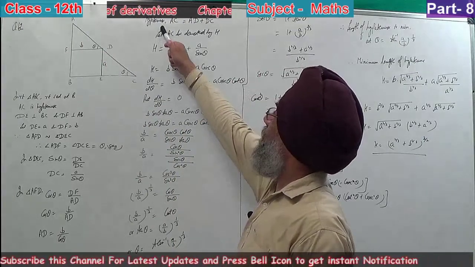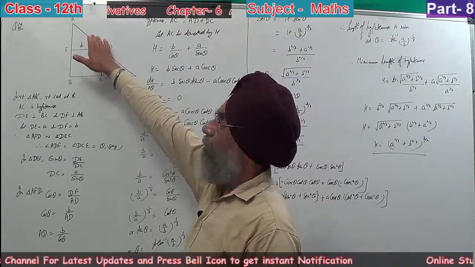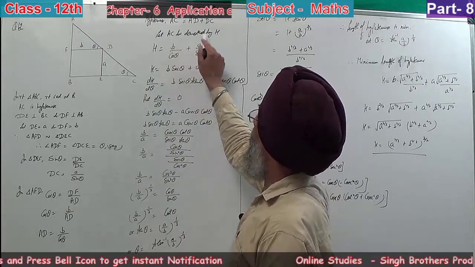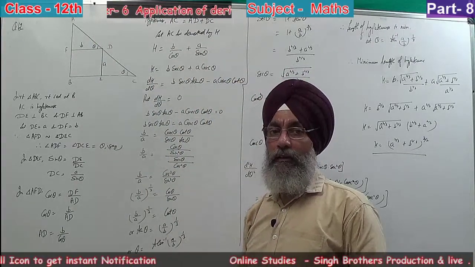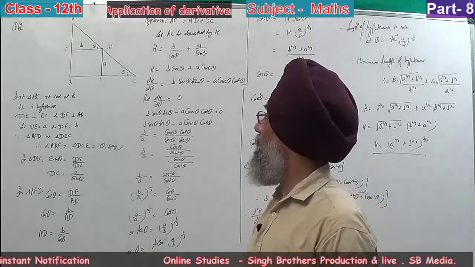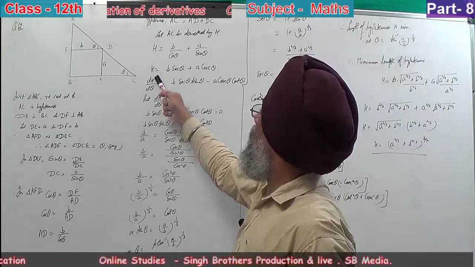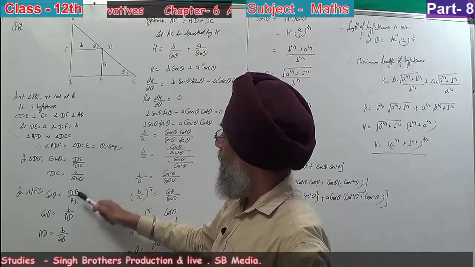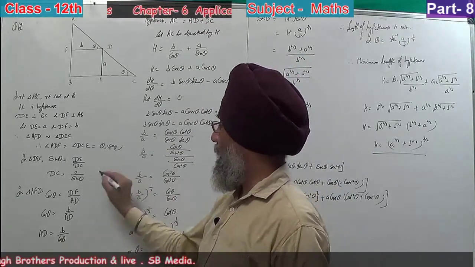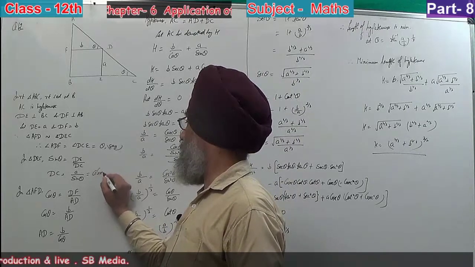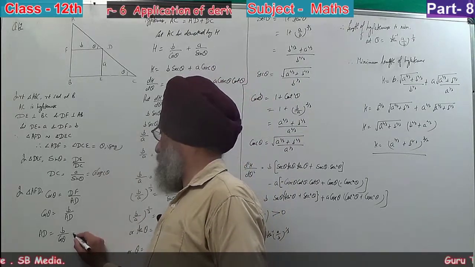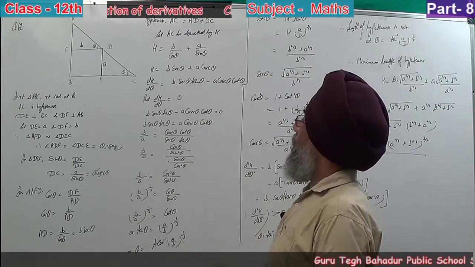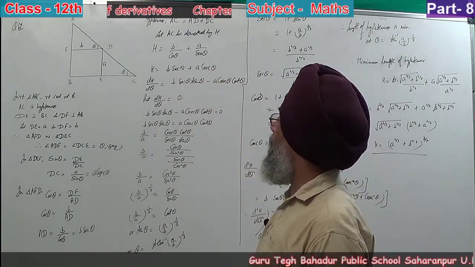Now, hypotenuse AC is equal to AD plus DC. Let us denote AC by capital H, since it is the hypotenuse. Now H is equal to AD plus DC. The value of AD is b sec theta, and for DC it is a cosec theta. You can write here a cosec theta plus b sec theta. Here the variable is theta. a and b are constants here.